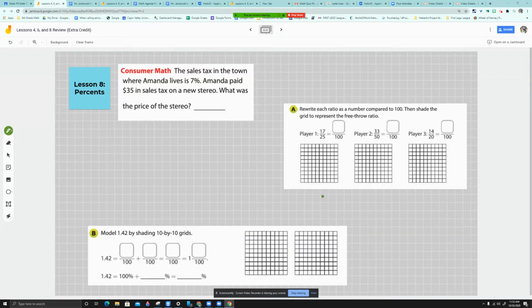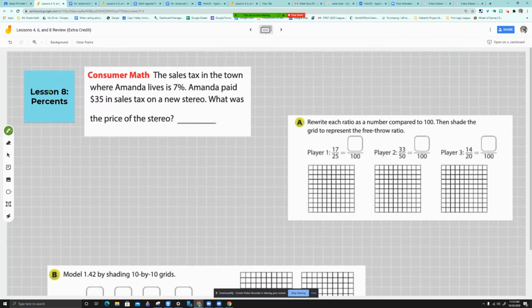All right, let's do a little review on lesson 8. I'm going to do the first problem at the top of our page here, and I'm going to zoom in so we get a good look.